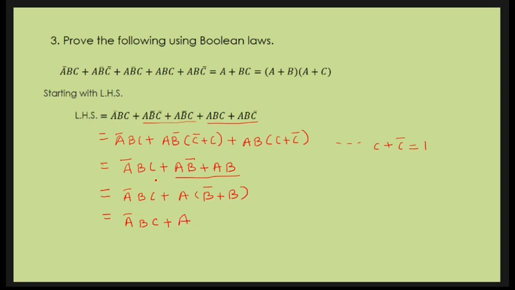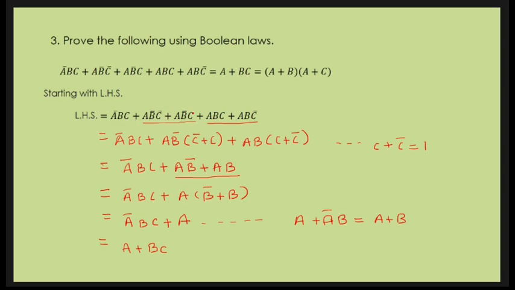Now here we can use this Boolean law that A plus A bar B is equal to A plus B, the absorptive law. So instead of B, there is BC, and hence A plus A bar BC can be written as A plus BC, which is equal to RHS, this part, isn't it?